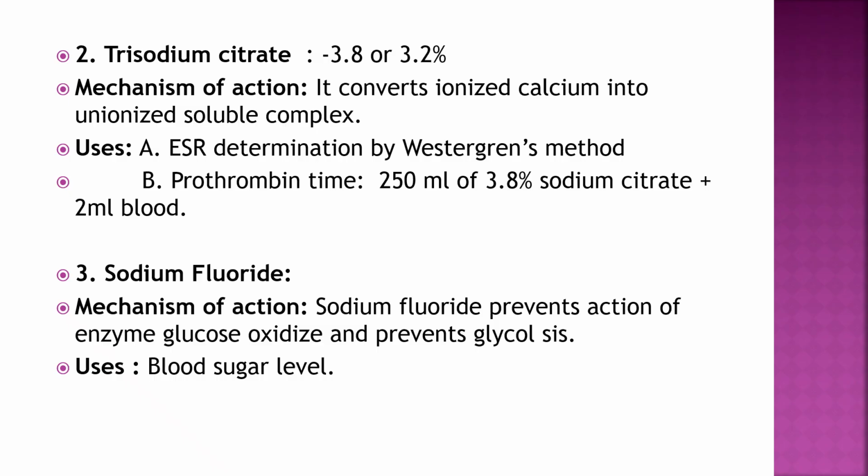Second is trisodium citrate. It is 3.8 to 3.2%. Mechanism: it converts ionized calcium into unionized, because of which it is not available for blood clotting. Uses are mainly ESR by the Westergren method and prothrombin time or blood coagulation tests like PT, PTT, APTT, etc. Third is sodium fluoride. Its mechanism is that it prevents glycolysis of the sugar in the blood, because it prevents the action of enzymes, glucose oxidase, so the blood sugar level is maintained. Its use is for blood sugar level.